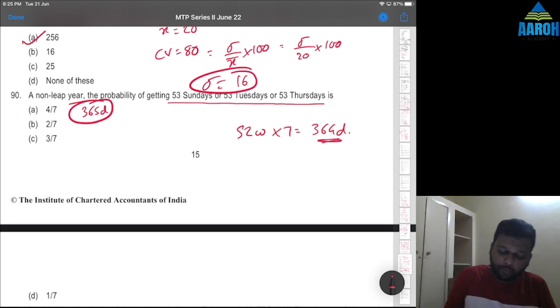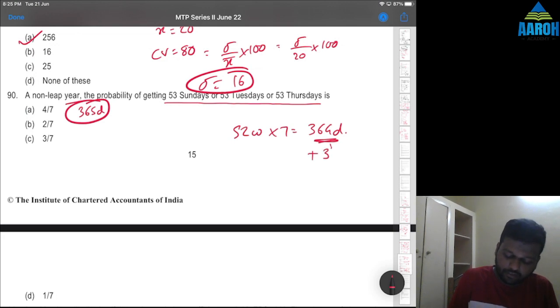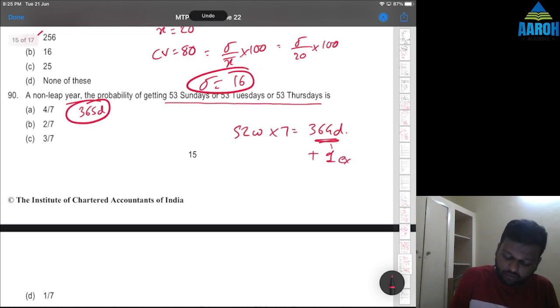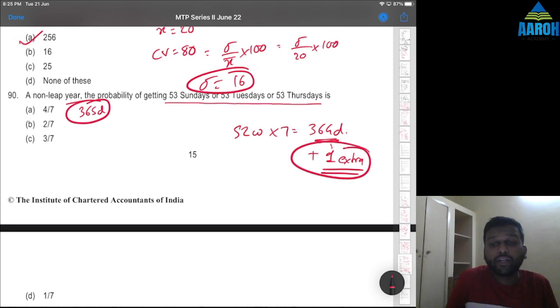But there is one extra day because there are 365 days, right? Now, only this one extra day is going to come 53 times, understand? All other days will come 52 times because there are 52 weeks, but only this one extra day is going to come one extra time, right? For that, that day has to come on first or last of the year, right? 1st January, 31st December, same.